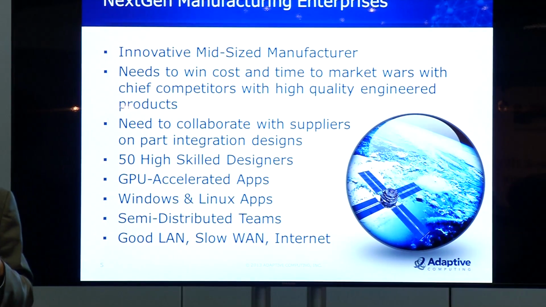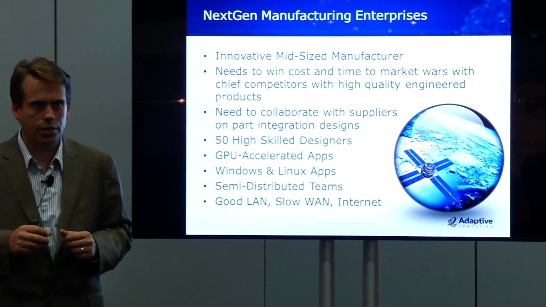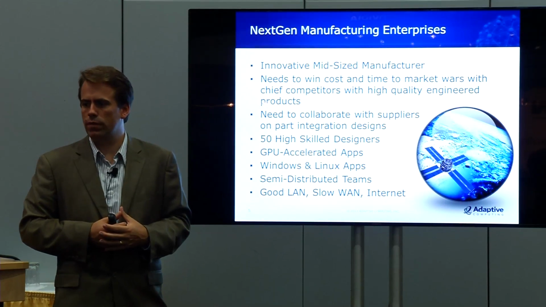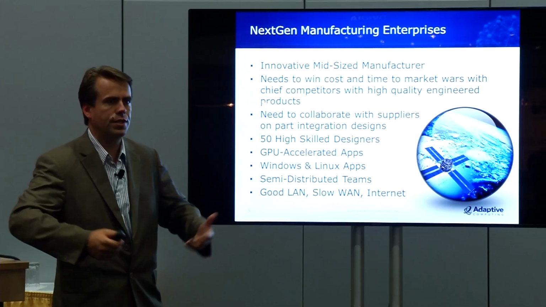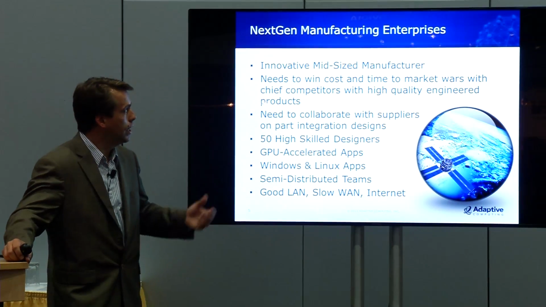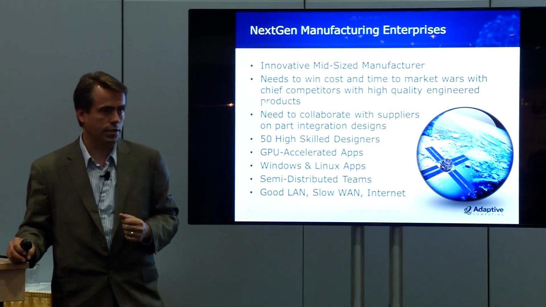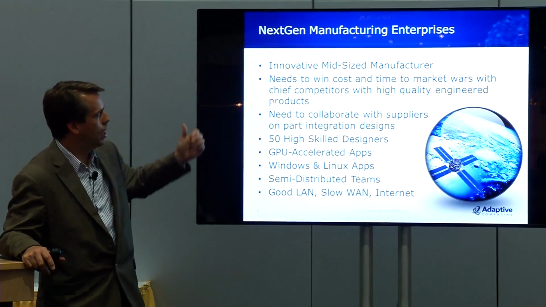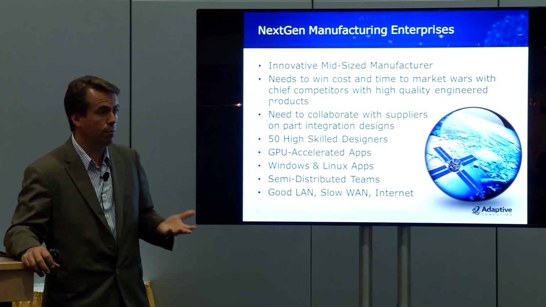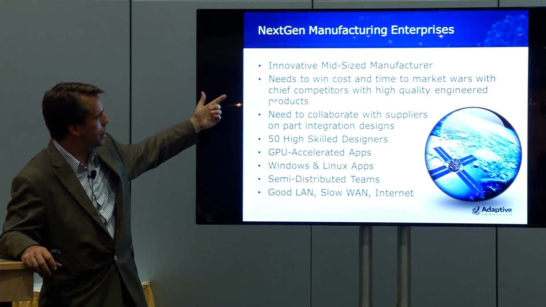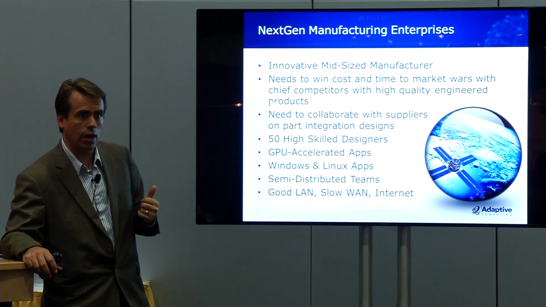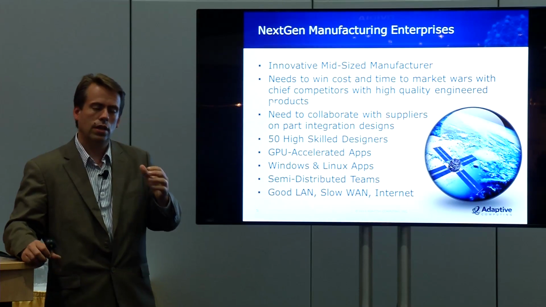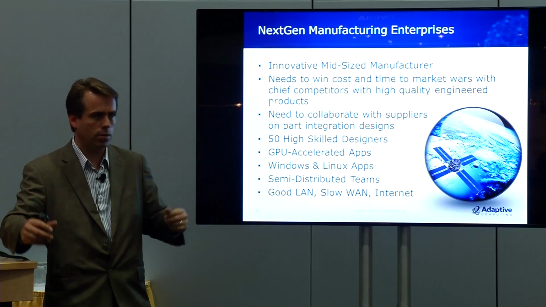So what I did is I basically tried to create a mock scenario of an organization: what their problems are, how they look at some of the different alternatives to solve those problems, and ultimately what choices they make in terms of technology to help solve that. So in this scenario, we've come up with next-gen manufacturing enterprises. This mock company is a mid-sized manufacturer. They have to go out and win competitive bids, and against their chief competitors, they've got to have better quality, and they need to figure out how to reduce their costs. They need to collaborate with multiple suppliers, so they're not just solving a single part, but they have to work with multiple suppliers.